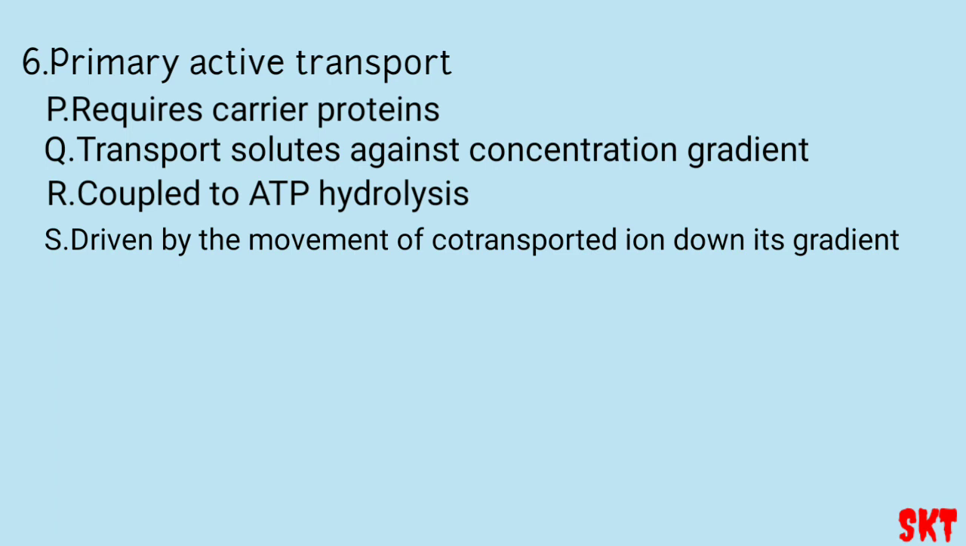The first one, P, requires carrier proteins. That's true in case of primary active transport. Q transports solutes against concentration gradient, that defines the primary active transport. Option R coupled to ATP hydrolysis, it's true because it needs ATP as metabolic energy. And S, driven by movement of co-transported ion down its gradient, it's false, it doesn't require co-transported ions for its movement. And the sentences P, Q, and R are true and S is wrong, and the option A satisfies the question.